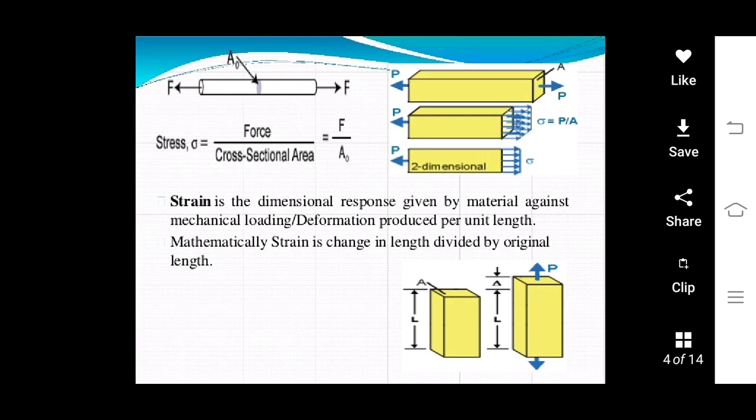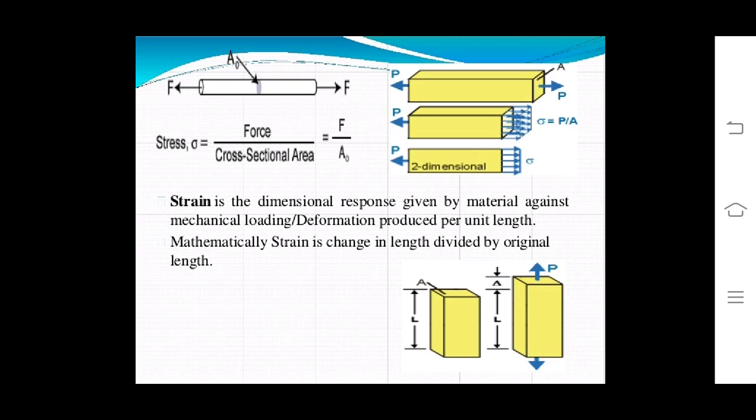What is strain? Strain is the dimensional response given by the material against mechanical loading, the deformation produced per unit length. Mathematically, strain is change in dimension divided by original dimension. Either it may be length, width, or diameter.